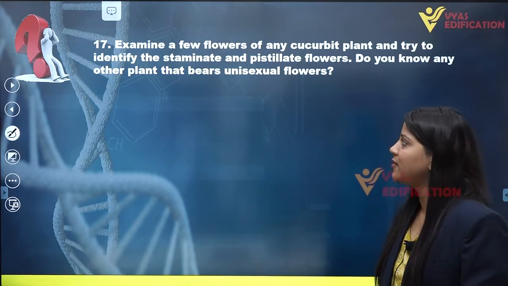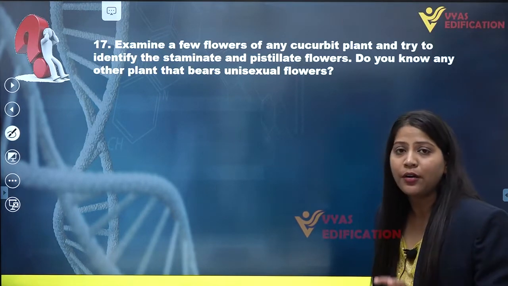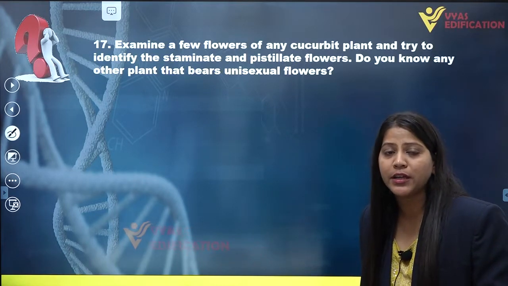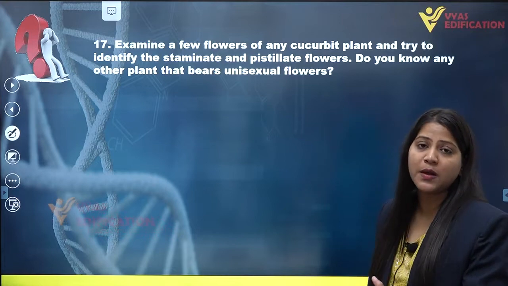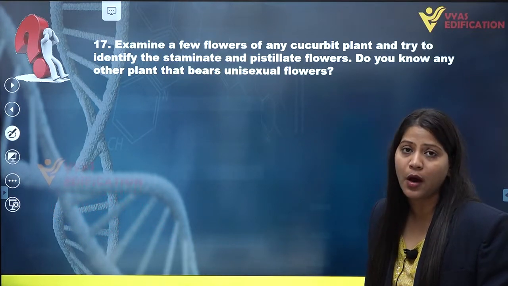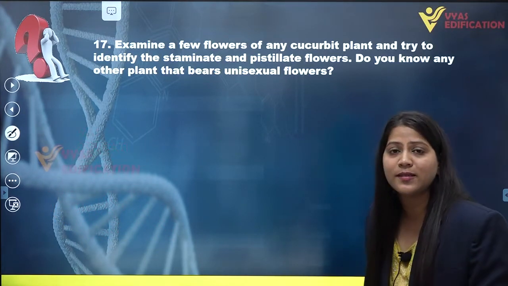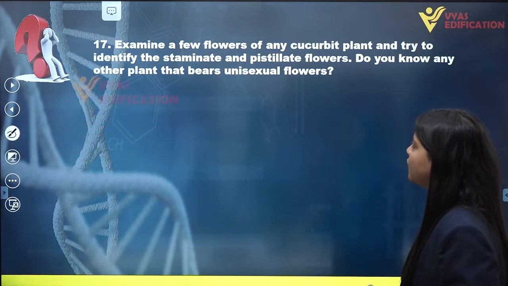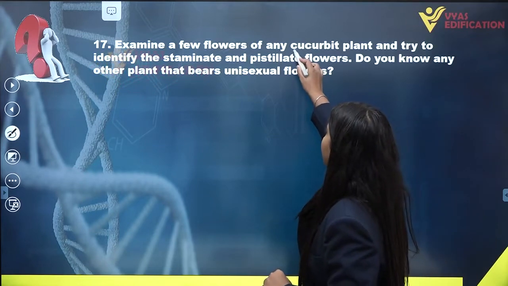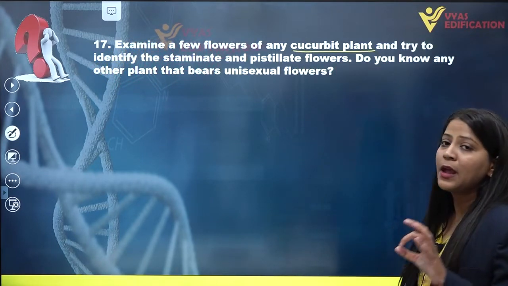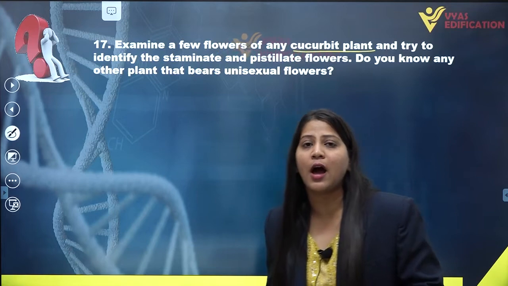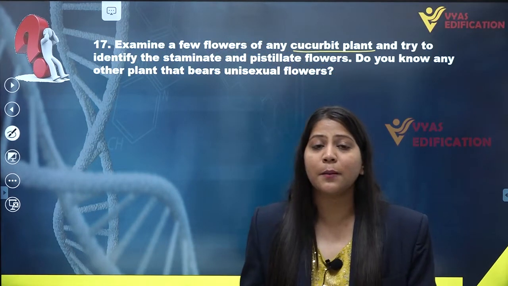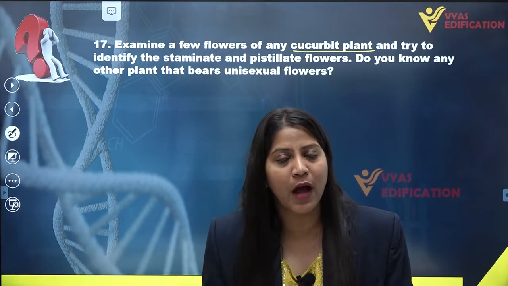So in this question, we have to examine a few flowers of a cucurbita plant and identify the features of a staminate flower and a pistillate flower. Also, we have to give examples of unisexual flowers. First of all, the cucurbit plant bears only unisexual flowers on it.